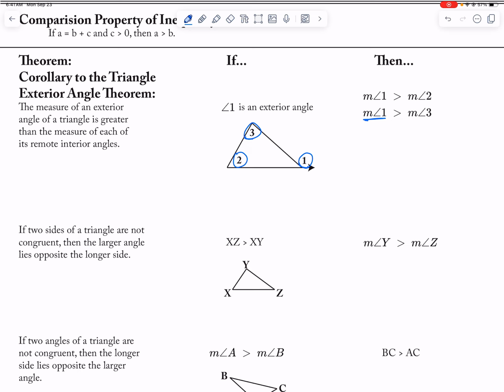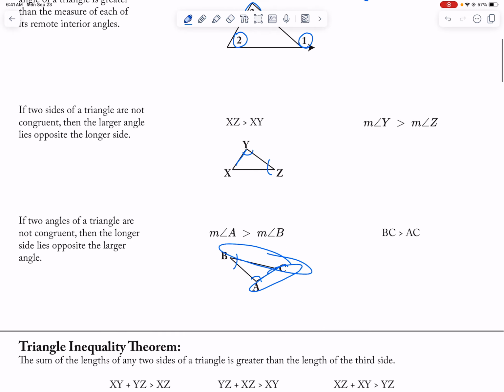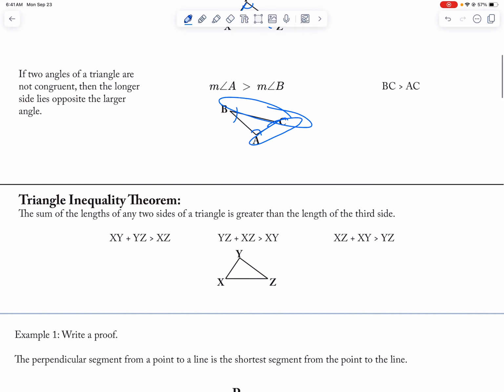So here, if XZ is greater than XY, then angle Y has to be greater than angle Z. Okay? And then if two angles of a triangle are not congruent, then the longer side lies opposite the larger angle. So if I had angle A bigger than angle B, then BC, this side length here, has to be greater than AC, the side length that's opposite the angle we were looking at.